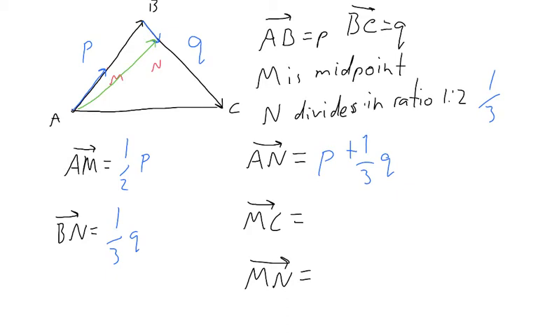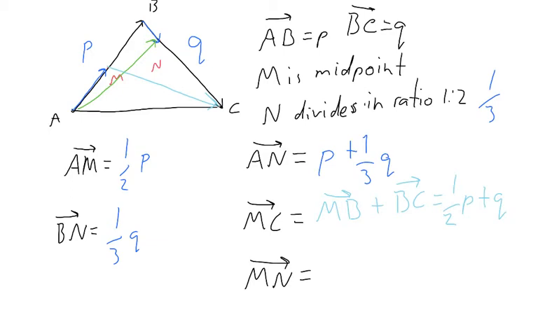Next, we have MC. So we look at our diagram and see what we have. MC. So we're going from M to C. So MC is vector MB plus vector BC, which equals a half of P plus all of Q.